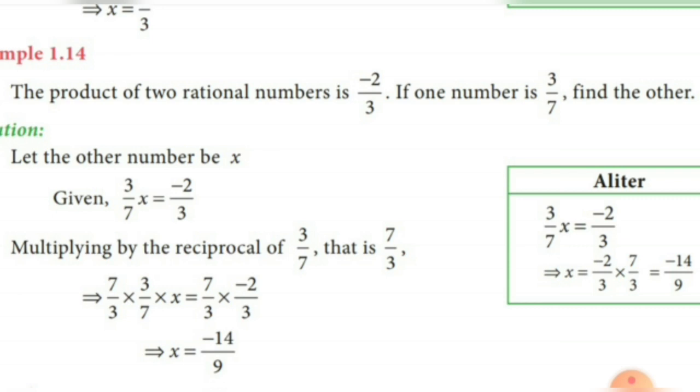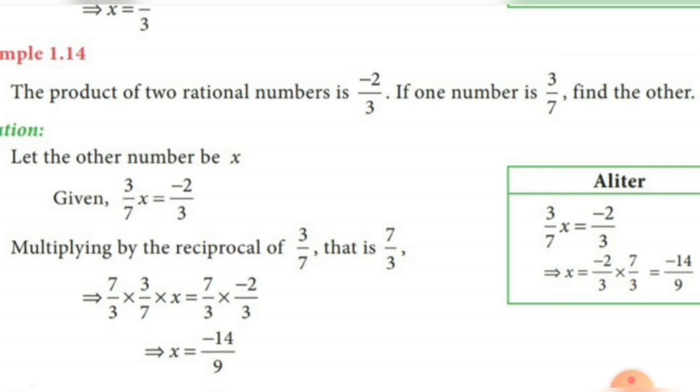So what they are doing is multiplying by the reciprocal of 3 by 7. So that can be cancelled on this side, and we can find the x value. This is the left hand side, and this is the right hand side. So 3 by 7. What is the reciprocal of 3 by 7? Reciprocal means nothing but inverse. So the reciprocal of 3 by 7 is 7 by 3.